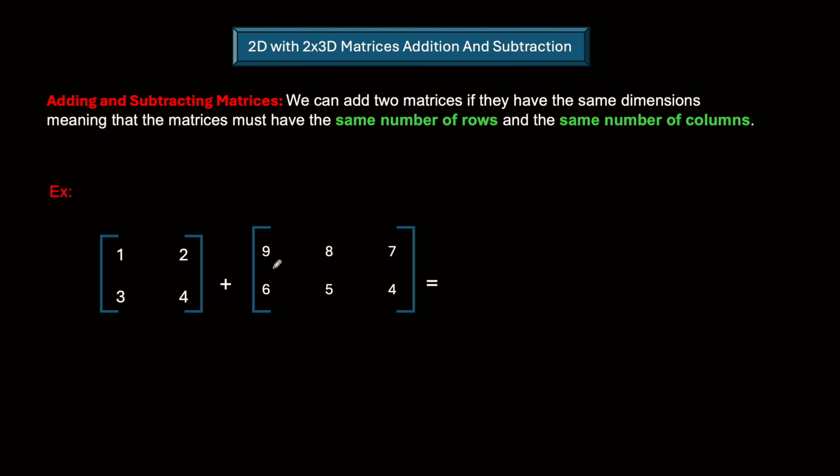And here let's see this example also. Can we do the addition of this matrix with this matrix? Let's check. First we check the number of rows. Here we have 1 row, 2 rows. Here we have 1 row and 2 rows. So the number of rows is correct, they have the same.